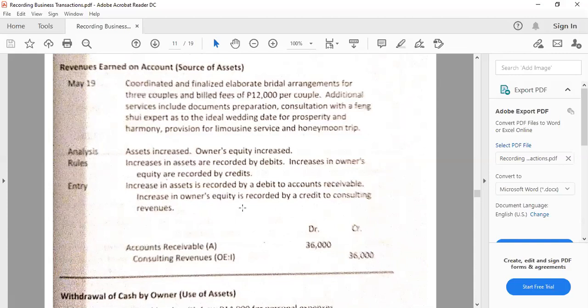However, in this situation, again, this is on account because there is the word billed. The company rendered their services and then it billed the fees to the customers, or to the couples, 12,000 each. And then no payment was made yet based on the discussions. Therefore, that's going to be on account. Then no mention of a promissory note, so not notes receivable.